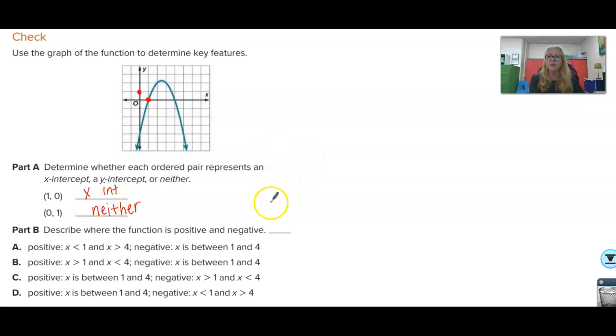Okay. Describe where the function is positive and negative. Well, here are our cutoff points. From here to here, it's positive. So between 1 and 4, it's positive. Let's see how we can write this as a compound inequality. We can say 1 here and 4 here. So x must be greater than 1 and less than 4. Okay, that's what we're looking for then.